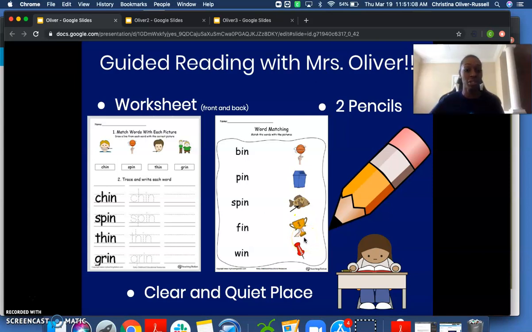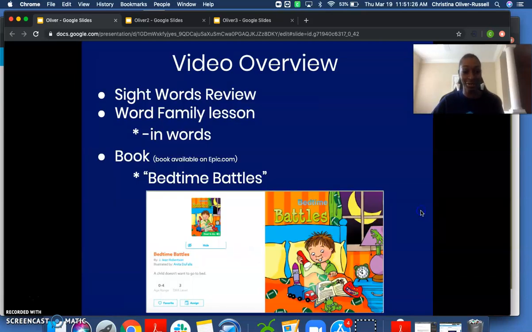So make sure you have this worksheet, make sure you have 2 pencils, and most importantly, make sure you're in a clear and quiet space so you can focus and grow your brain. If you need to pause the video right here to get the items together, please do so. If not, we can jump right into our lesson.